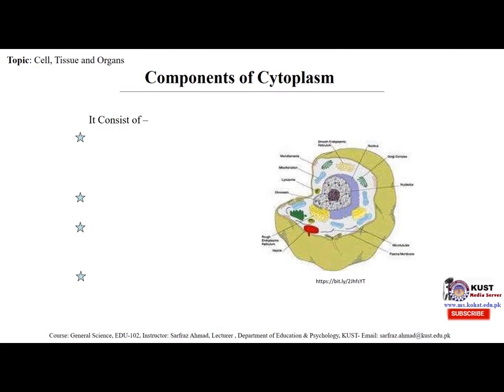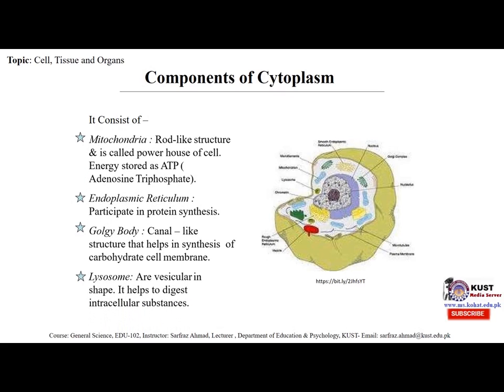Components of cytoplasm: it consists of mitochondria, rod like structures called the powerhouse of cells, with energy stored as ATP, meaning adenosine triphosphate; endoplasmic reticulum that participates in protein synthesis; then the Golgi body, a sac like structure that helps in synthesis of carbohydrates and the cell membrane; and lysosomes, which are vesicular in shape and help to digest intracellular substances.